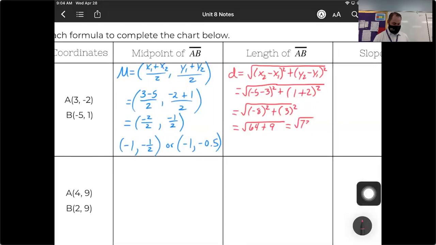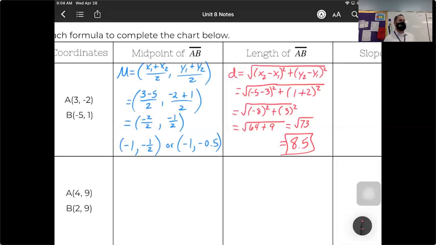It gives me 73 under the radical. So what is the square root of 73 rounded to the nearest tenth? You guys going to just 8.5. Okay. You'll usually get a decimal for your distance. Not always, but usually you will.